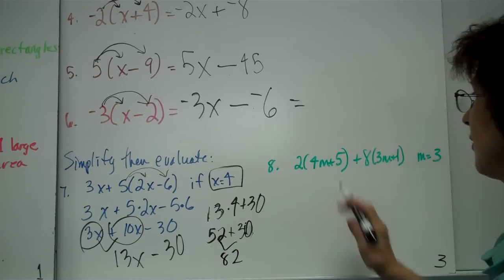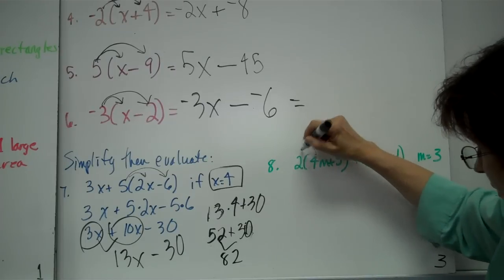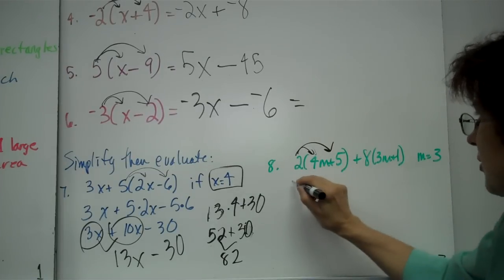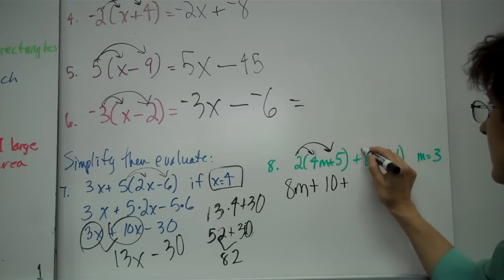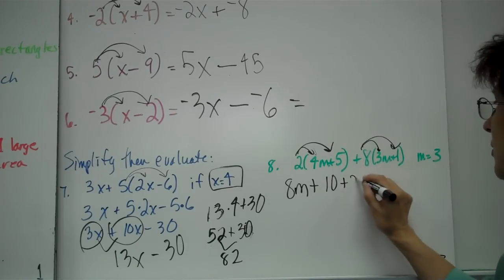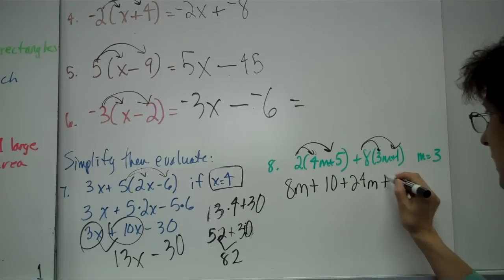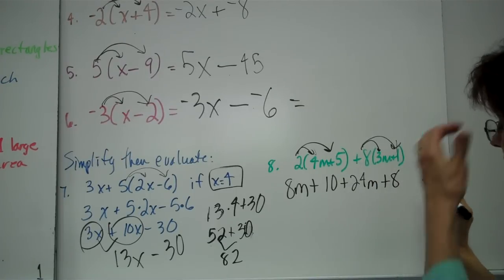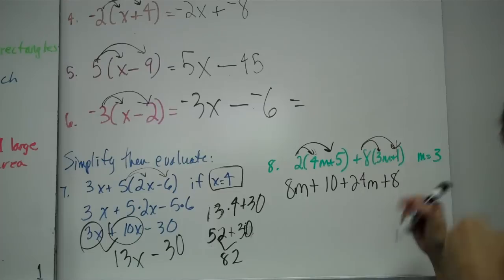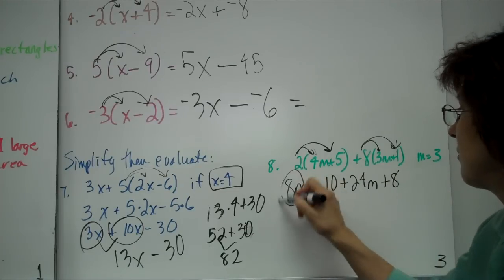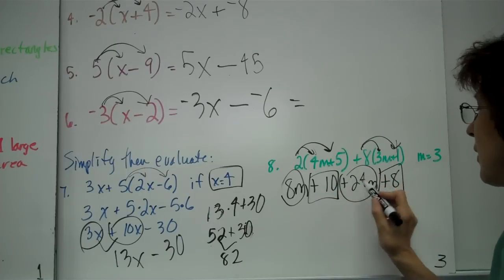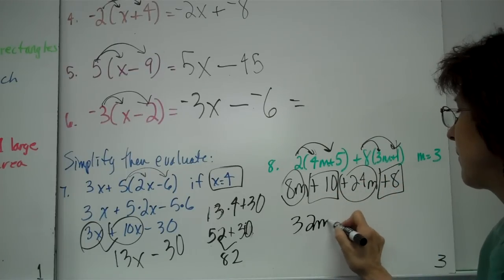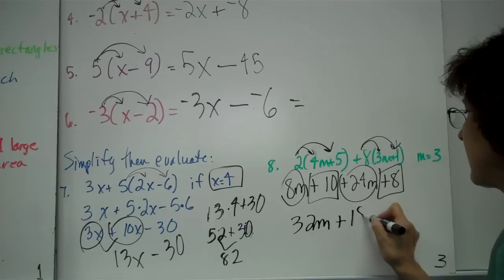Okay? This one's the same kind of thing. Again, I draw my arrows. Okay, 4 times 2 is 8m plus 2 times 5 is 10 plus 8 times 3 is 24m plus 8 times 1 is 8. Now, m is going to be 3, but I'm not going to use that until the very end when I just have 1m. So I'm going to go ahead and combine my like terms, box up the other guys. 8 plus 24 is 32m, plus 10 plus 8 is 18.